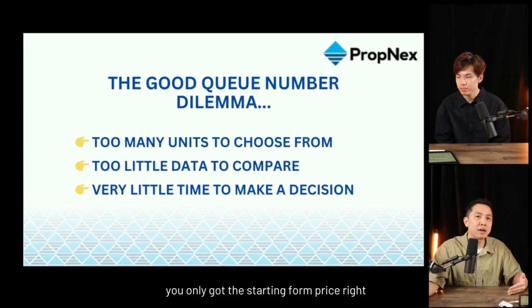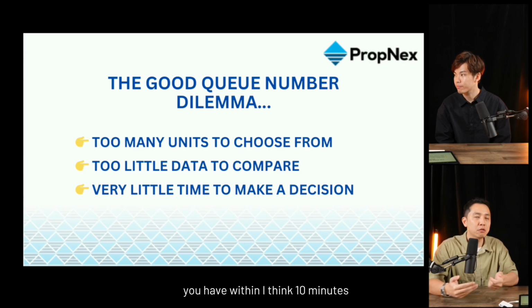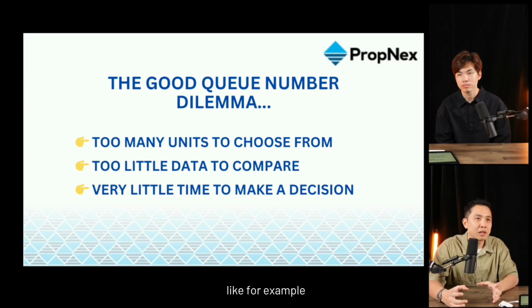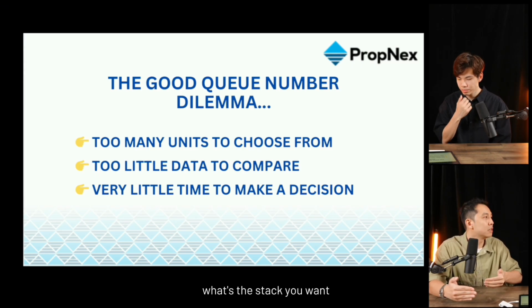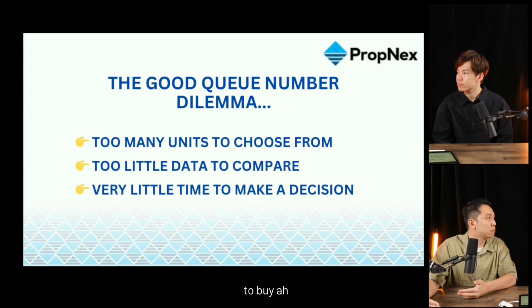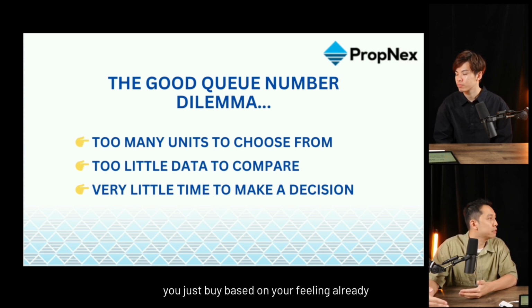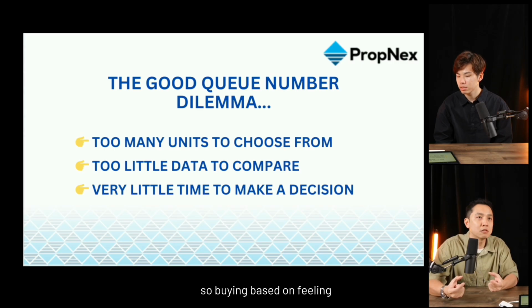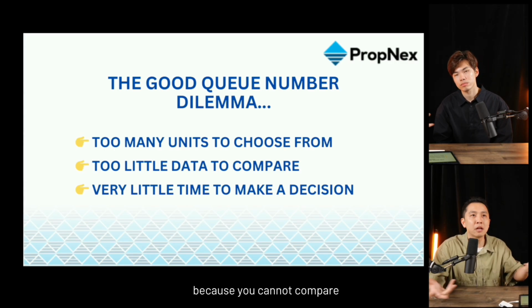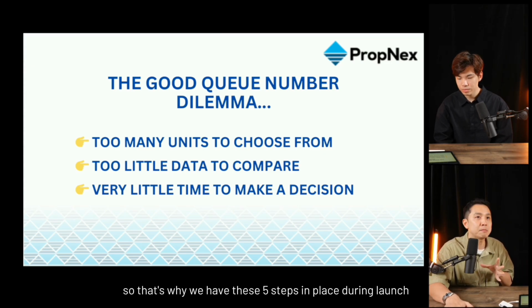You only got the starting from price, right? Then during your number one, you have maybe 10 minutes to gather as much data as possible. For example, what's the stack you want, the price range, correct? Then when you don't know what to buy, you just buy based on your feeling, with too little data. Buying based on feeling, there's a bit of risk involved because you cannot compare. So that's why we have these 5 steps in place during launch.